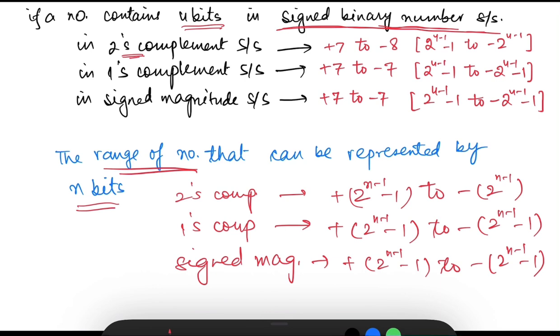So in the 2's complement number system, there is one extra number we can represent, which is due to there being only one 0. While in one's complement and sign magnitude number systems, there are two zeros, positive and negative 0. But in the 2's complement number system, there is only one 0. So we can represent one extra number in the 2's complement number system.